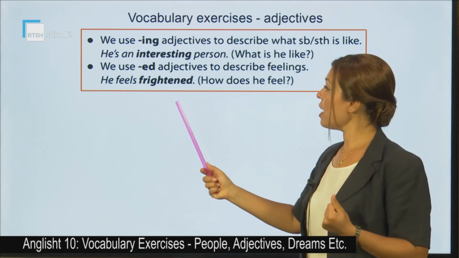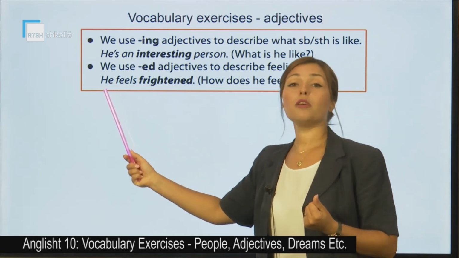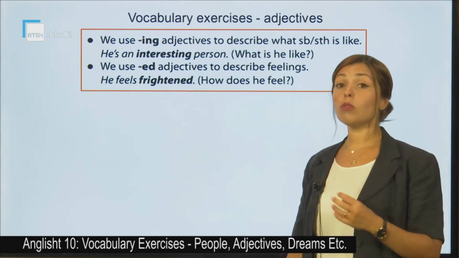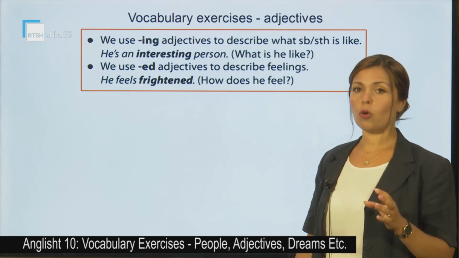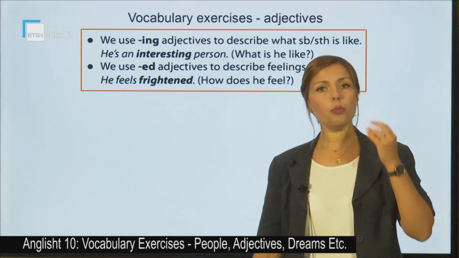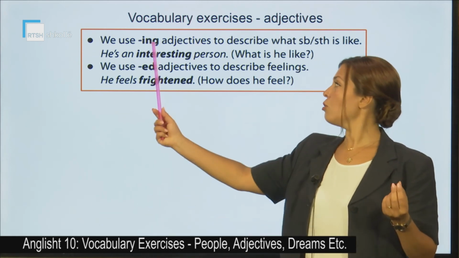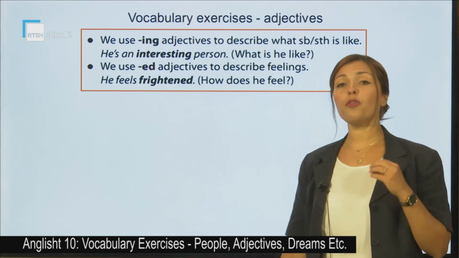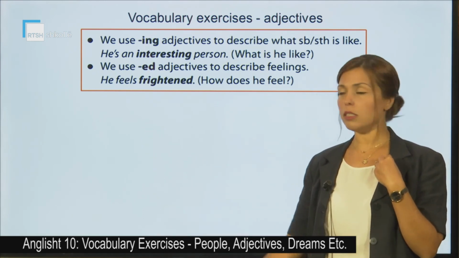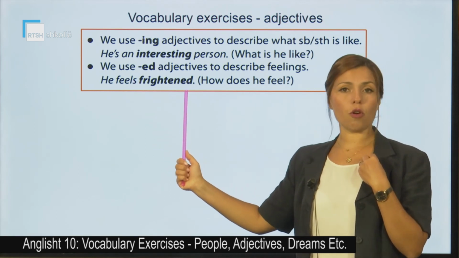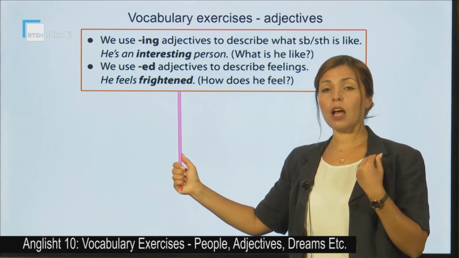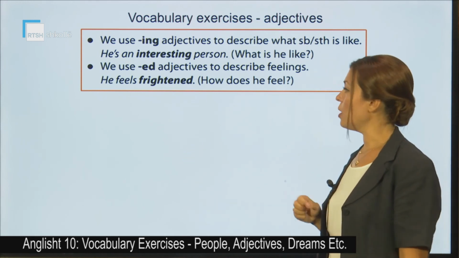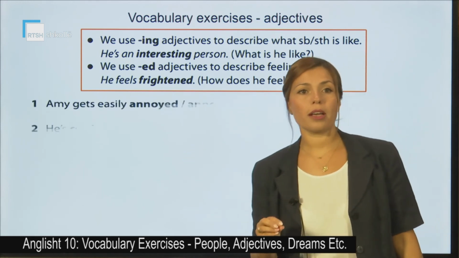But if I say that he feels frightened, it means I'm talking about his feelings. So, when I describe a person or a thing, I use the ing form. When I'm talking about feelings, my feelings, I use the ed form. So, how I feel: frightened. So, let's do some examples for you to practice.